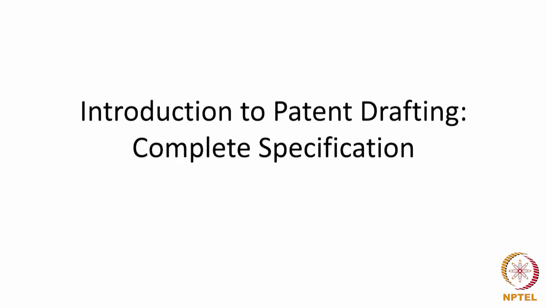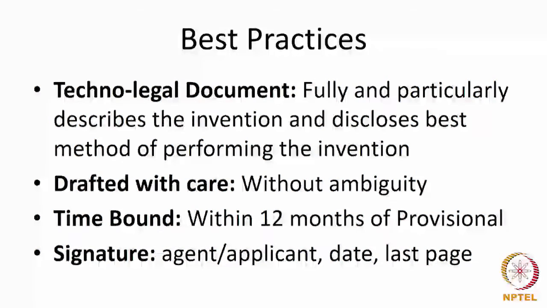Introduction to patent drafting: the complete specification. Now let us look at some tips for filing or drafting the complete specification. The complete specification is a techno-legal document. It fully and particularly describes the invention and discloses the best method of performing the invention. This is from section 10.